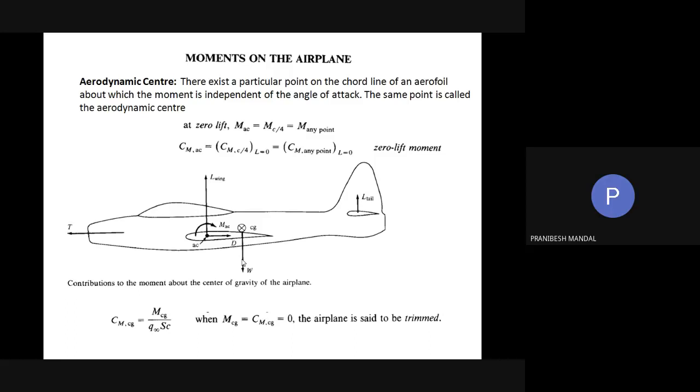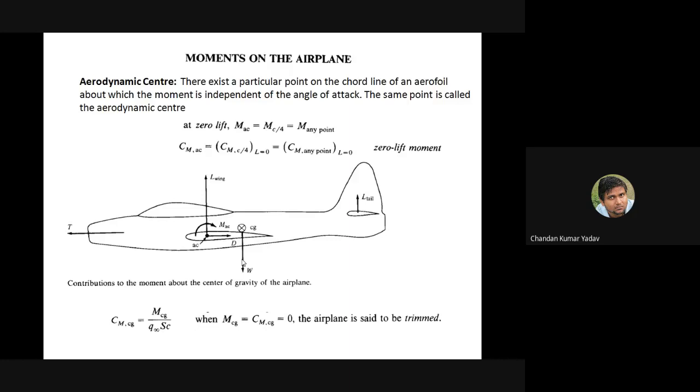No, sir. No, it moves to the... for the CM0 case, the lift is zero. Yes? Yes, sir. So who are left out? Can the drag and thrust contribute much? No, sir. They are also very close to the CG. Yes? Yes, sir. So two contributors are left.